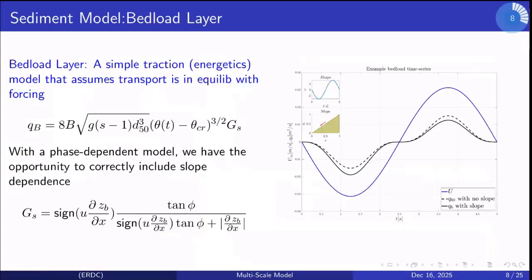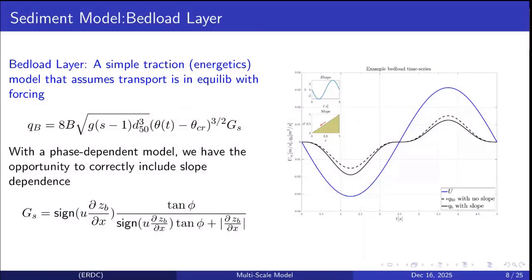Okay, so here's the bed load layer model that I was talking about. It's directly computed from the excess shear. It's a simple traction or energetics model that assumes the transport is in equilibrium with the forcing. And by equilibrium, I mean, as soon as the forcing changes, the bed load changes. And there's plenty of evidence that that's reasonable for the bed load. There's no lag between the amount of transport that's taking place and the forcing that's taking place.